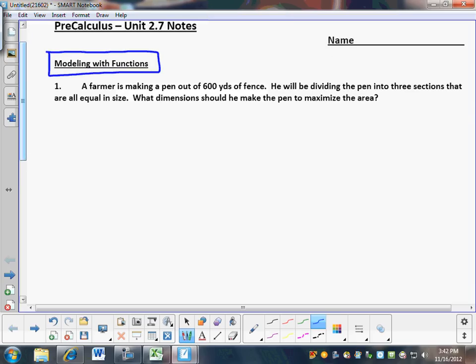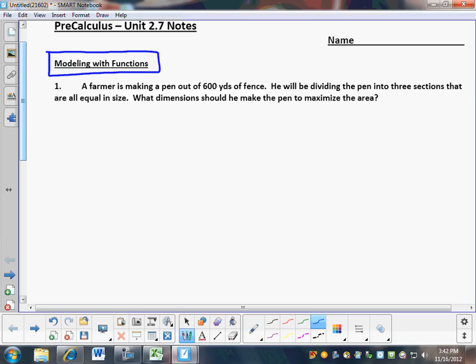A farmer is making a pen out of 600 yards of fence. He will be dividing the pen into 3 sections that are all equal in size. What dimensions should he make the pen to maximize the area?